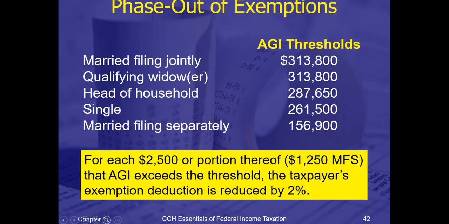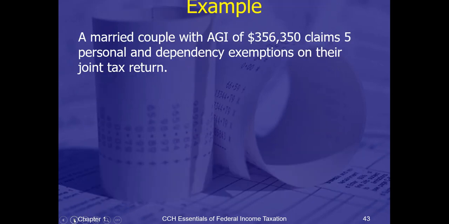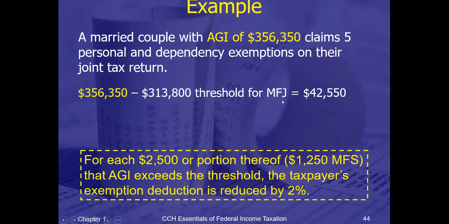Okay, so the calculation is if AGI, remember how I told you AGI is important because it affects other deductions. Here's an example. AGI gets over these thresholds and you start to lose your exemptions. So example, AGI 356, you got 5 personal dependency exemptions on the return. So typically with 5, you would take 5 times 4,050 and subtract that. Okay, that's 42,550. How 5 times, that would be 2,200.